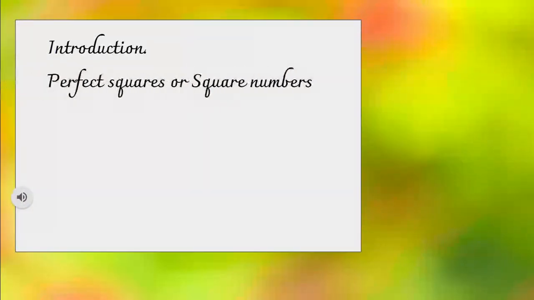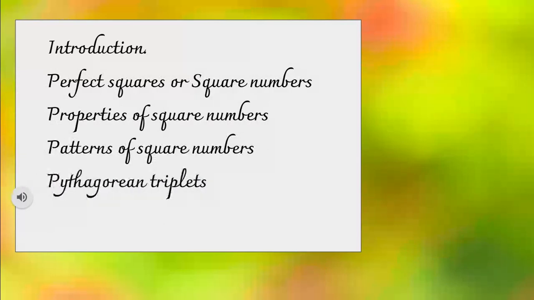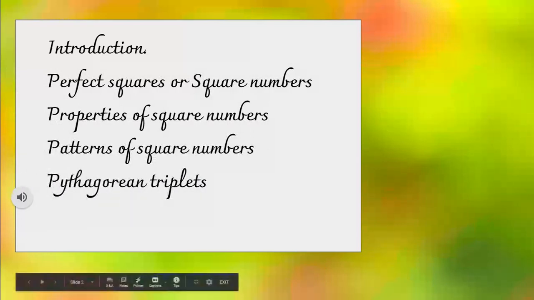Topics to be covered in this chapter are introduction, perfect squares or square numbers, properties of square numbers, patterns of square numbers, Pythagorean triplets. Few more topics are there. Those topics we will discuss in the next video, that is introduction part 2.